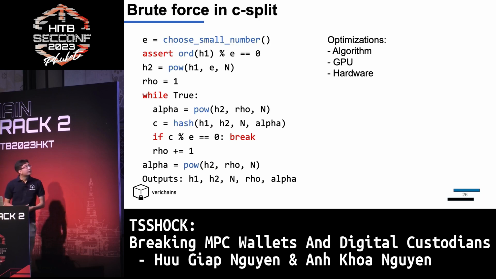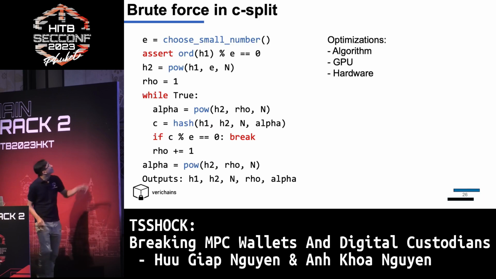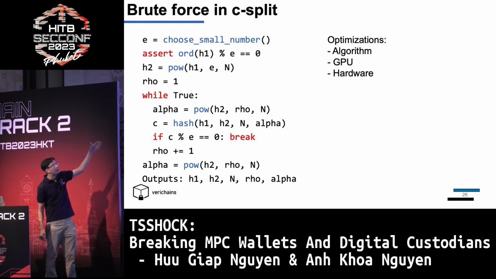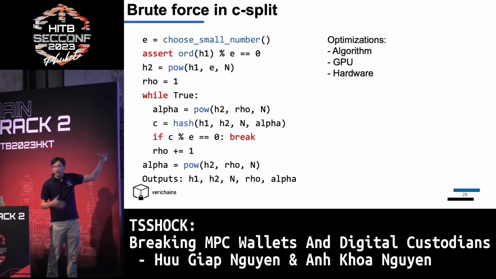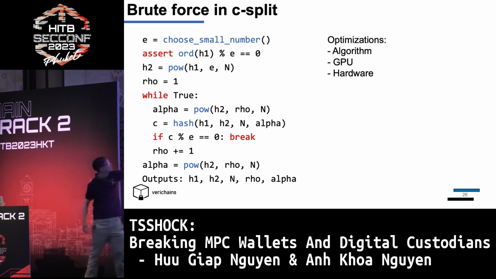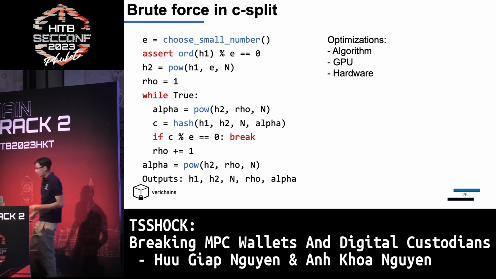So here is the brute force. You see, we can choose a small number E somehow, and let's just say E is not invertible in the M tilde, and then we can power H1 to E to get the H2, and then we just calculate and check if the C hash is divisible by 0. And then we can output that.